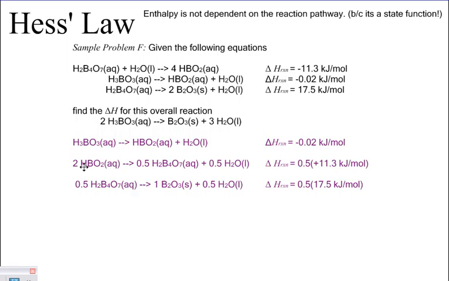I've got 2 of these that I'm going to need. I'm only producing 1 from this first pathway that we used, so I'm going to double this first one so that we end up with 2. And now we can check our answer. If I add up all the products and add up all the reactants, I should cancel out and have this overall reaction.